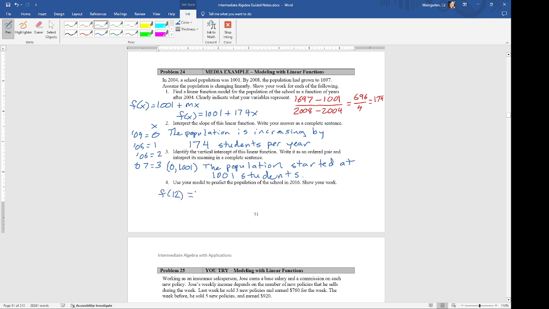So we're plugging 12 into our function. I'm going to go ahead and put that in my calculator. And we get 3,089 students.